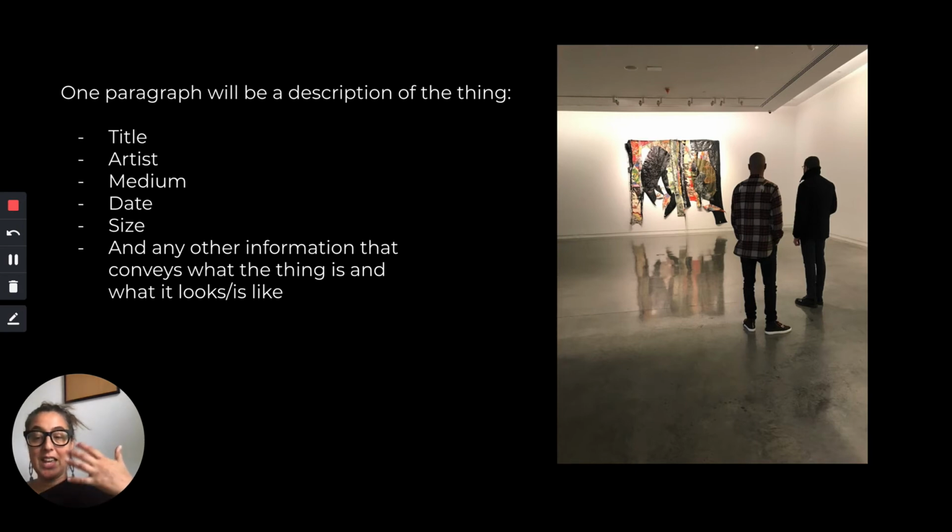So the actual mechanics of the thing, right? You have chosen your 3 works. You've thought about why you've chosen them. Now what? You're going to write 1 paragraph for each thing that tells me the title, the artist, the medium, the date, the size, and any other piece of information that conveys what the thing is and what it looks like. This is description, and this is important, and it might seem basic, but actually it's really important to be able to do this well, to write clearly and smoothly and convincingly about what a thing is.